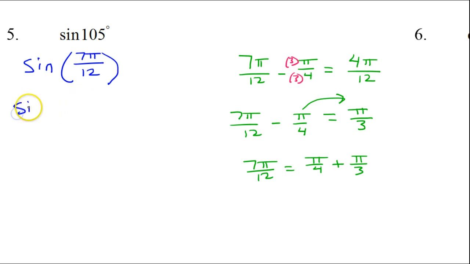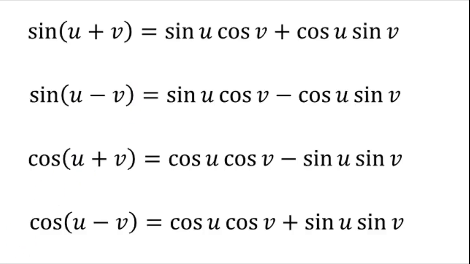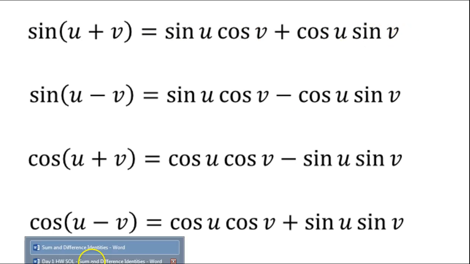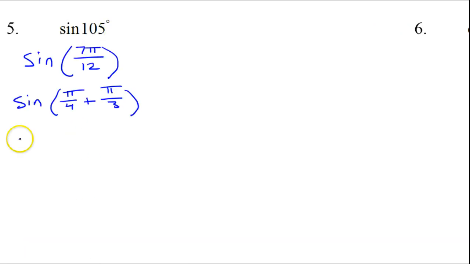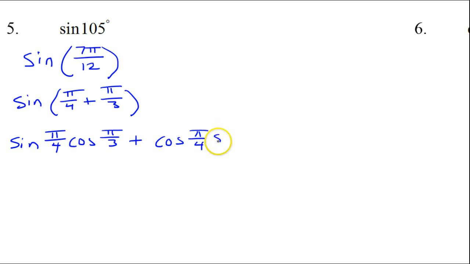So that means this is the same thing as the sine of pi over 4 plus pi over 3. So I'm about to use this top identity right here. Okay, so I can rewrite this as the sine of pi over 4 cosine pi over 3 plus cosine pi over 4 sine pi over 3.